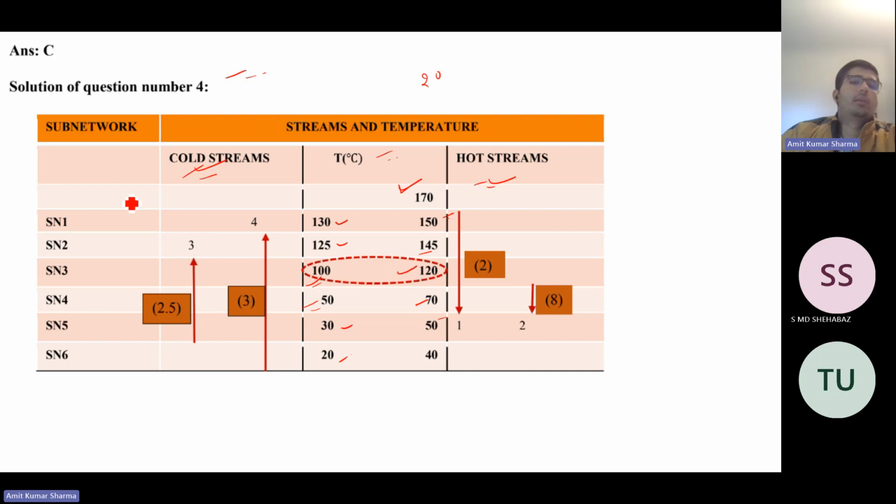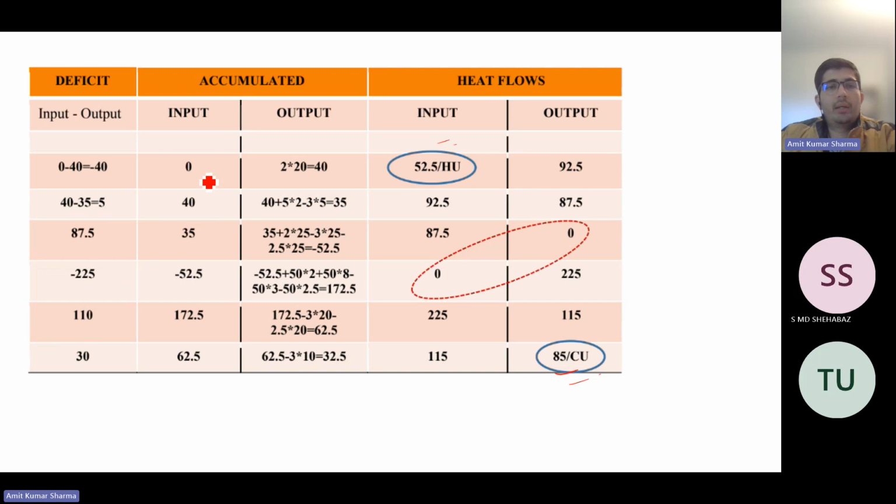So basically, first draw a table of the complete subnetwork, cold stream temperatures and hot stream temperatures. Try to find out all the possible temperatures. Then again make a separate table in which you draw the deficit, accumulated, and the heat flow. After the complete calculation, you will get to know the hot utility and the cold utility.